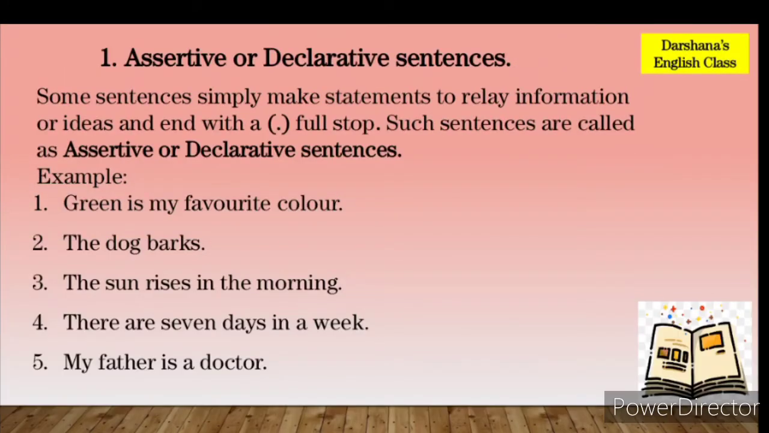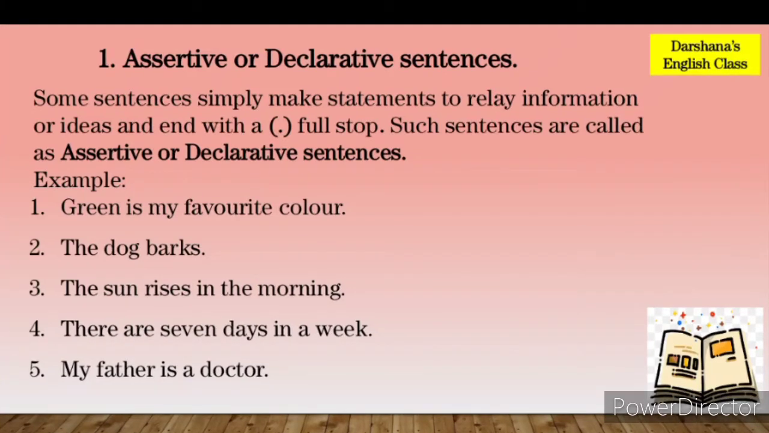The first, assertive or declarative sentence. Some sentences simply make statements to relay information or ideas and end with a full stop. Such sentences are called assertive or declarative sentences. So see the examples. Green is my favorite color. The dog barks. The sun rises in the morning.